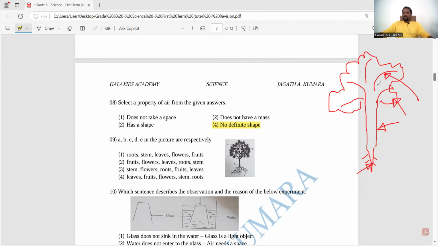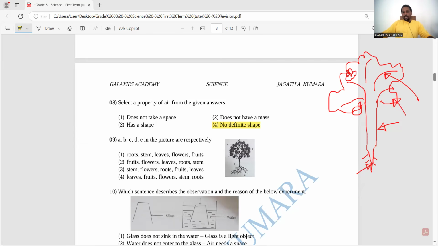Then also some other parts: in some types of plants we can see the flowers, and in some types of plants we can see the fruits, right? Like that, a lot of parts we can identify. In the next grade you can study more things about the parts of the plant.